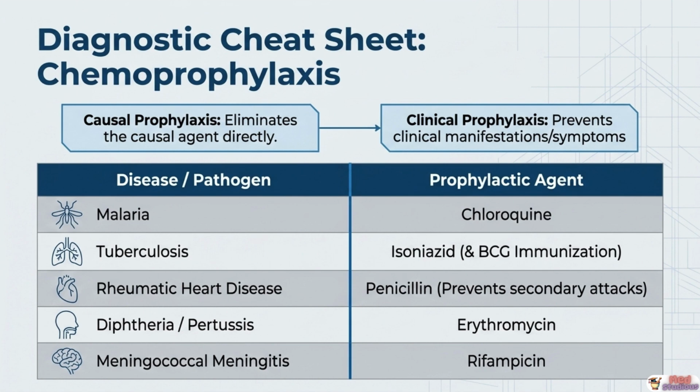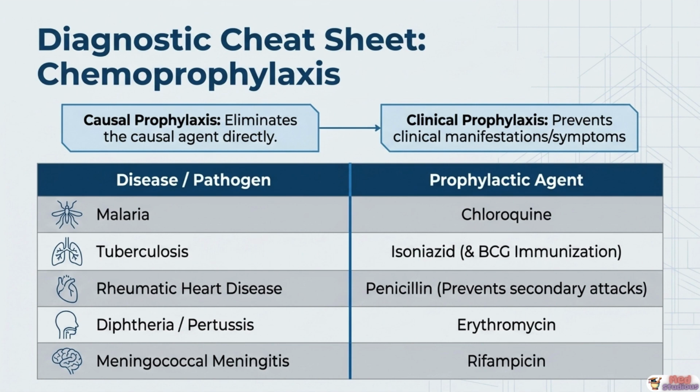Chemoprophylaxis is the use of drugs or chemicals to prevent the establishment or progression of infection in exposed or susceptible individuals before clinical disease develops. It is divided into two mechanistic categories. Causal prophylaxis directly eliminates the causative agent. The drug kills or removes the pathogen before it can establish disease.